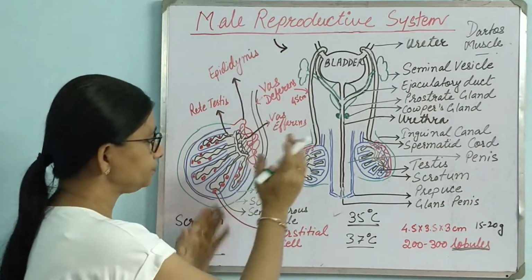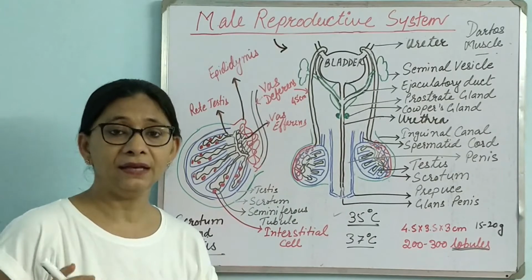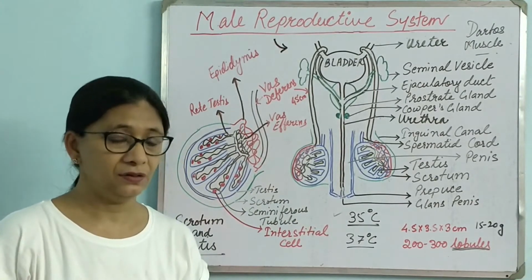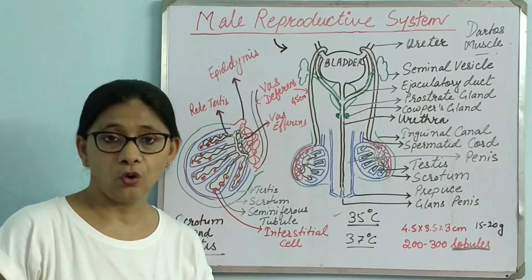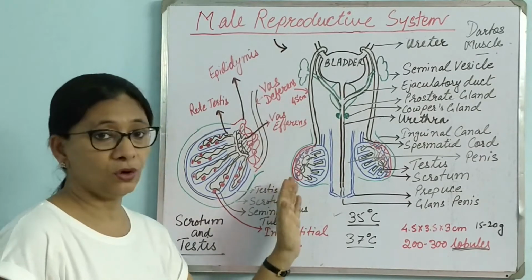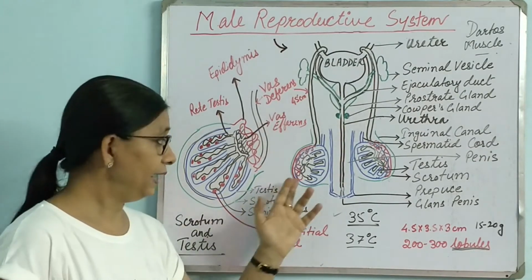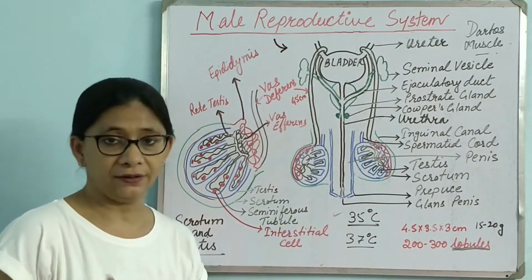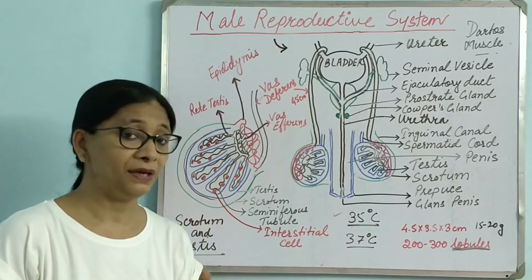Let us begin with a pair of testes, which is the main sex organ of man, the primary sex organ of man. Why? Because it produces sperm. It is known as male gonad. Testes are known as male gonad.